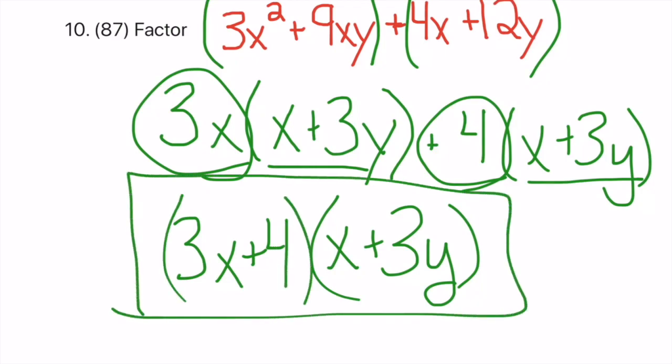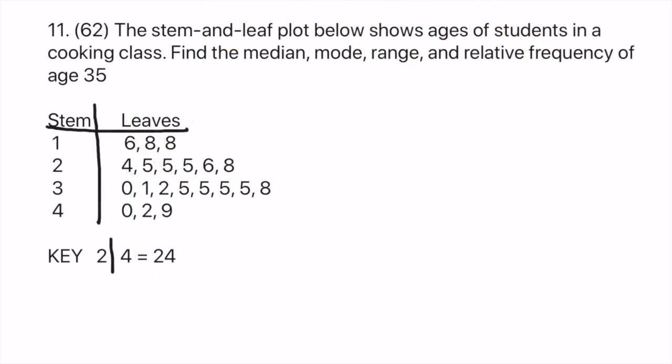Remember, you can always check your work by foiling that back out. The stem and leaf plot below shows the ages of students in a cooking class. Find the median, mode, and range and relative frequency of age 35.